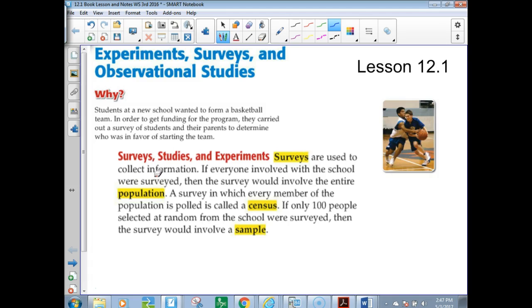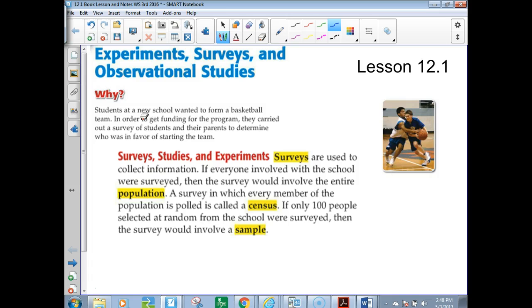Surveys are used to collect information, of course, and if everybody involved with the school were surveyed, then the survey would involve the entire population. Sometimes surveys are samples, where you take a random sample of a group. A survey in which every member of the population is polled is called a census. If only 100 people selected at random from the school are surveyed, then it's a sample.